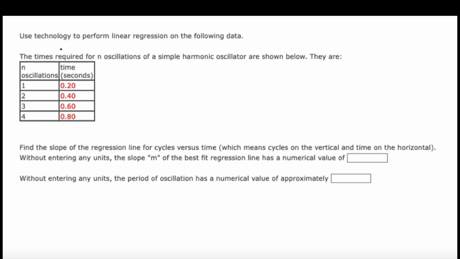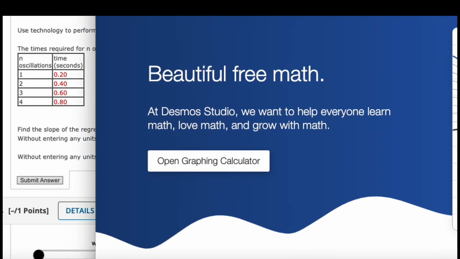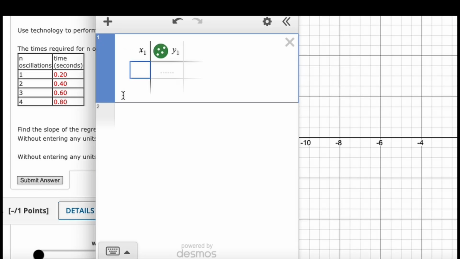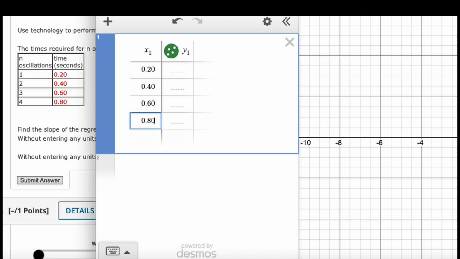So one thing that throws people off about this is that they're saying the time needs to be on your x and the oscillations need to be on the y. So that is backwards of how we put them into Desmos. So we will go to Desmos and just make sure that when you click plus to add your table, you're going to be putting the times on the left and your cycles on the right, like this.